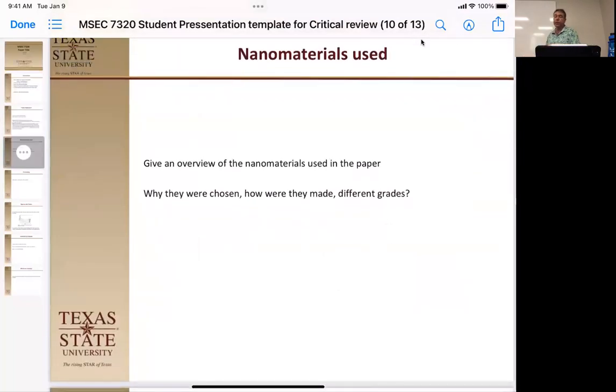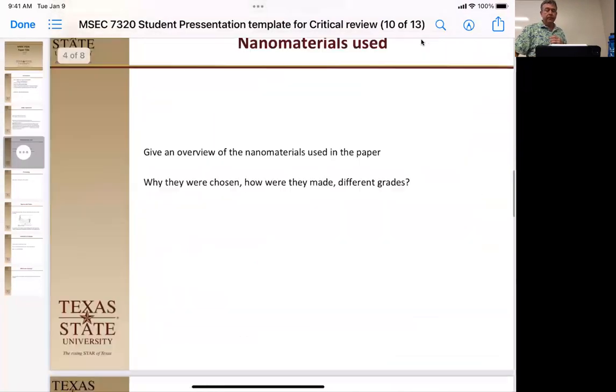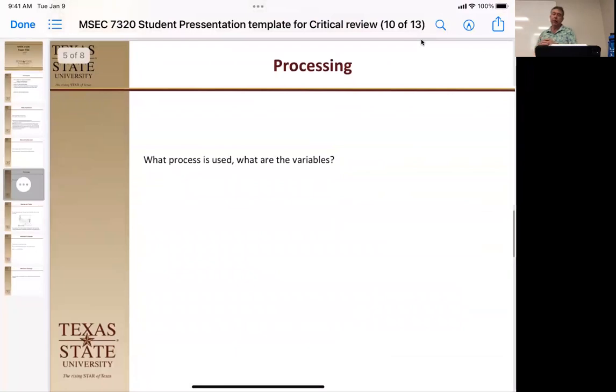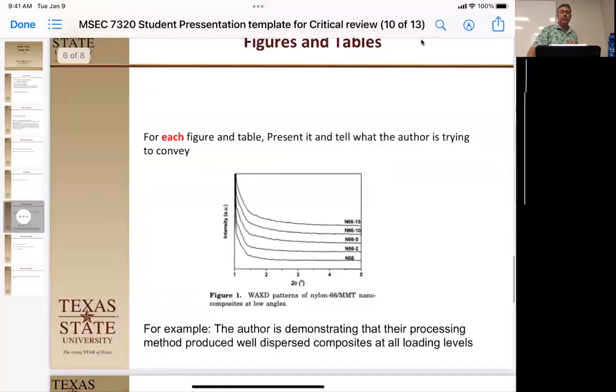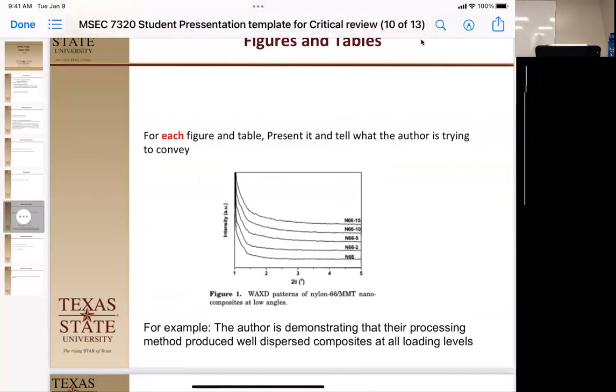Then what nanomaterials were used, why they used them, what processes they used, kind of the overall of what they're doing. And then this one's a little different. I mean, what processing variables did they use? Do they have a table of the results or something like that? That would be a good thing to use there. But now this next one is the one you're going to have to work out.